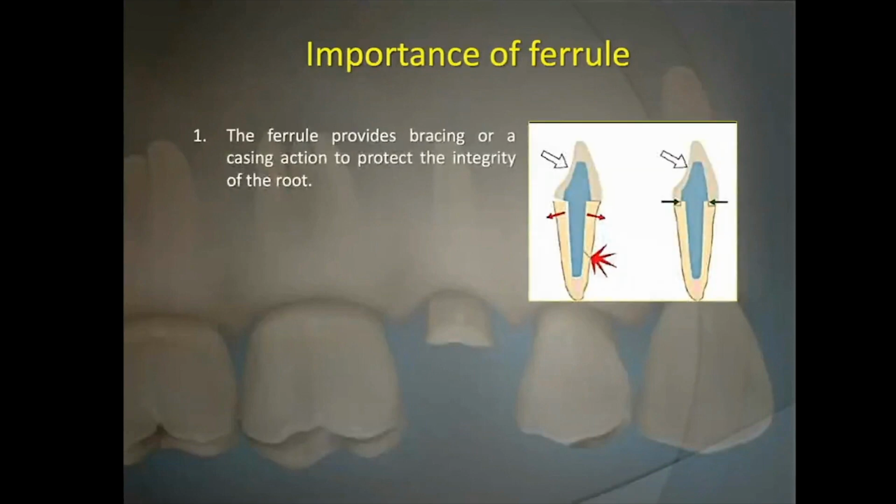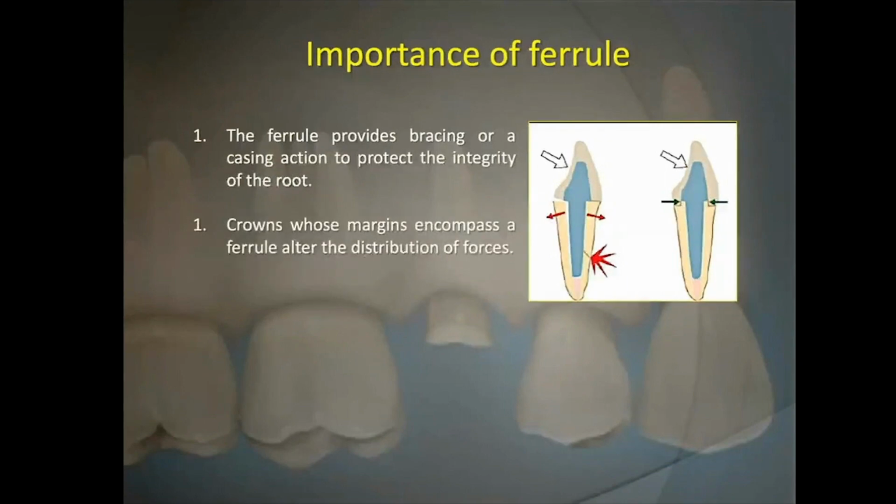So the importance of a ferrule: the ferrule provides bracing or a casing action to protect the integrity of the root. You can see when you just have it rely on the core material itself, it'll wind up fracturing, especially with post and core cases, and the roots fracture, and then you're down a tooth. So we wind up having the crown end on healthy tooth structure, and that is what is considered a healthy ferrule and will prevent the tooth from fracturing.